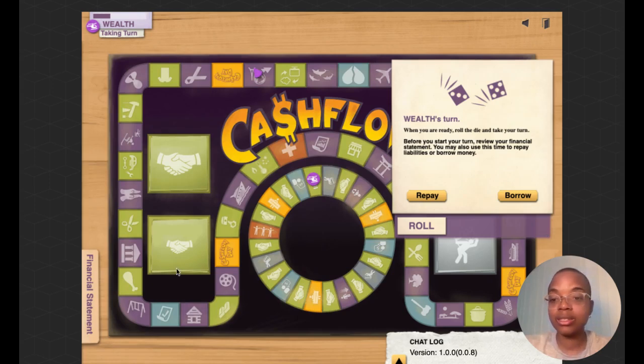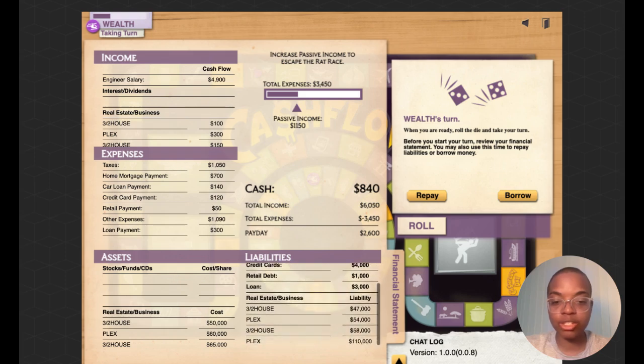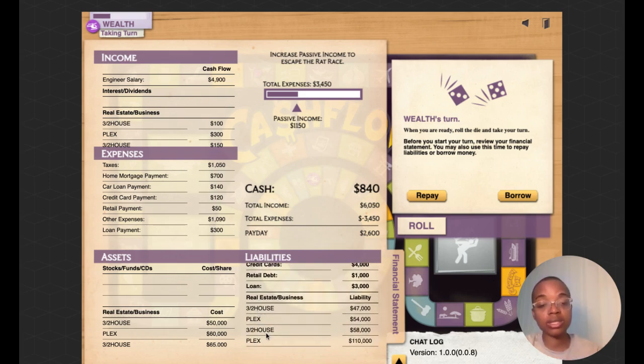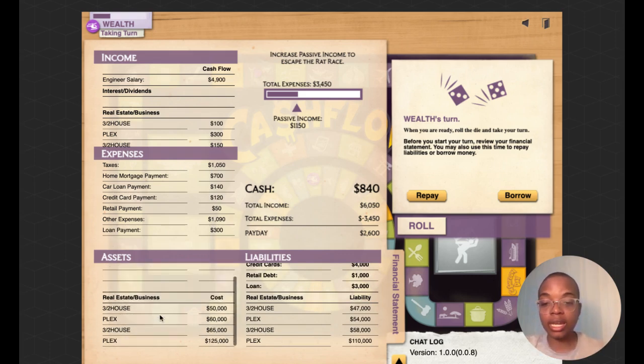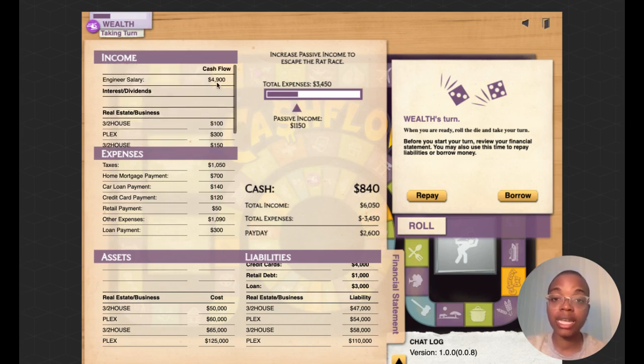Okay. So let me just take a quick look at what my financial statement is. I've been doing some pretty major purchases. I currently own 2 3-bed, 2-bath houses, and I own 2 multifamily properties. As you can see, my passive income right now is $1,150, and that's coming from my 4 properties, in addition to my salary, because I'm still working full-time as an engineer. That's crazy.